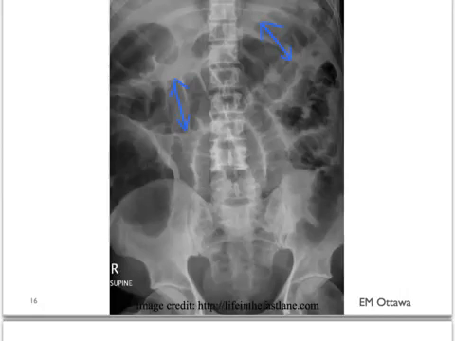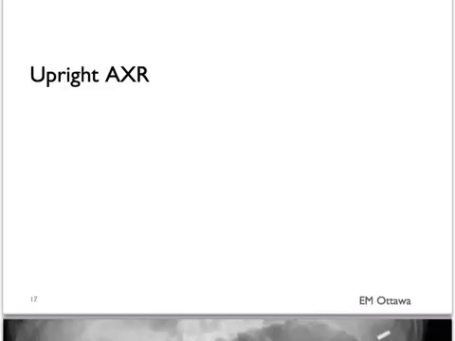The second thing you notice is that this would be where the rectum would be, and normally you see this black gas pattern around in here as well, but in a small bowel obstruction, sometimes you will not see any air in the rectum. The last x-ray we do is an upright abdominal film.